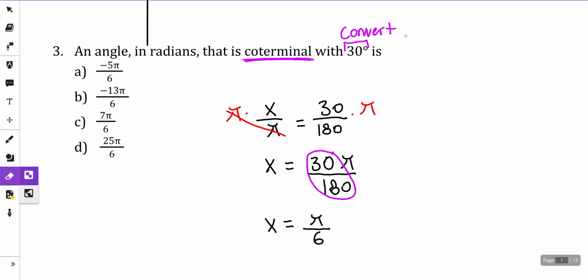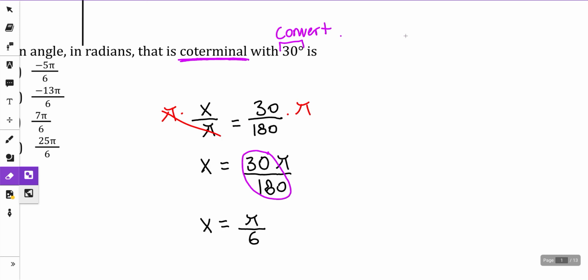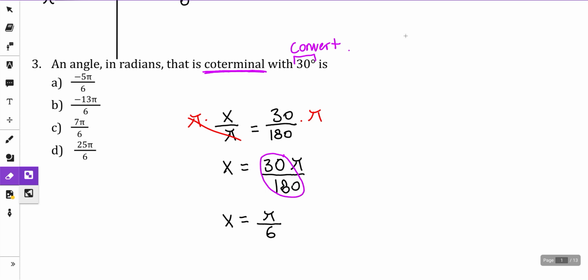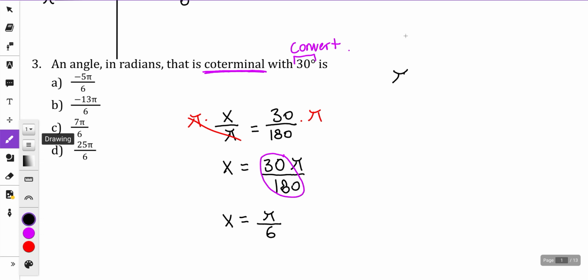Okay, I'm looking for a coterminal angle to pi over 6. To get coterminal angles, I add or subtract 360. Sorry, add or subtract 2 pi. I'm in radians. So I got pi over 6. I add 2 pi. For the record, 2 pi is the same thing as 12 over 6. So this is 13 pi over 6. That is not one of my solutions. I see negative 13 pi over 6, but not positive 13 pi over 6.